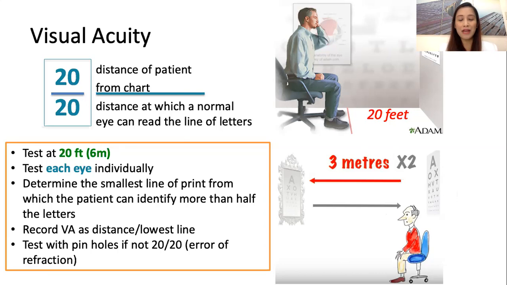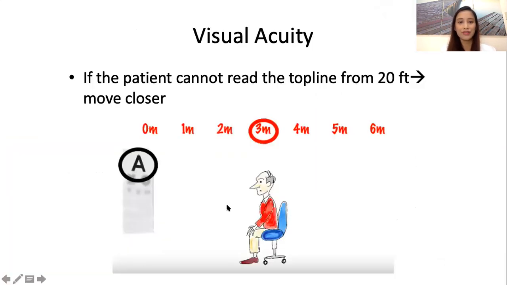And then if the vision is not 20/20, you can use pinholes. Usually there's a pinhole in the clinic, a small hole, and the patient will read the Snellen chart through that small pinhole. If the vision is corrected, meaning the patient can read from top to bottom, then the patient has an error of refraction. If the vision is corrected using a pinhole, then that's an error of refraction. You'll be able to practice that when you rotate in ophthalmology.